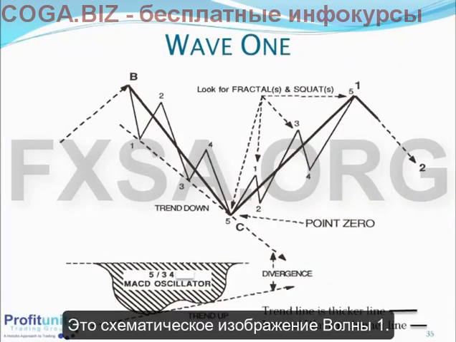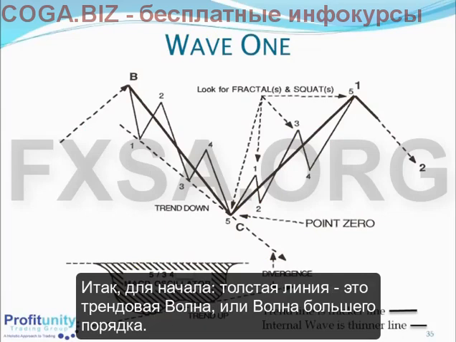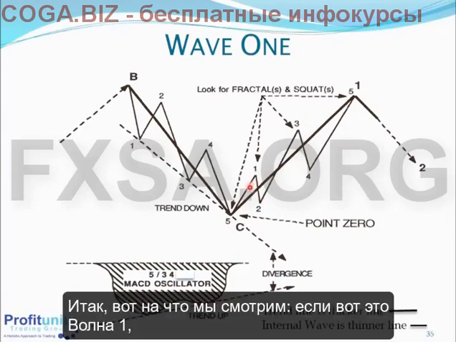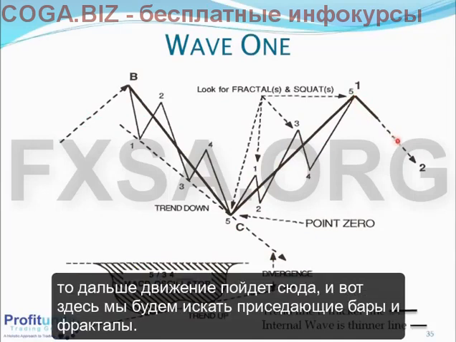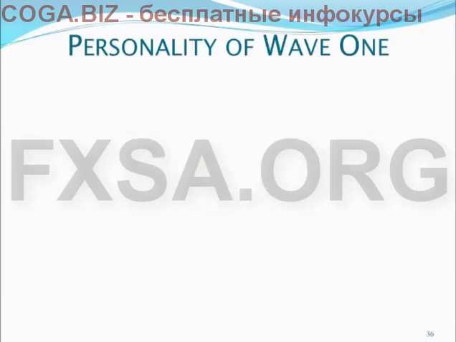Now here's a diagram of a wave 1. Don't get too worried if this doesn't make sense. We're just going to give you an overview. We're going to actually show you on charts what we're looking at. So first, note that the thicker line here is our trend line, our large degree wave, and the thinner line inside are the 5 waves inside the move. So if this is a wave 1, it's going to go this way. We're going to be looking at the top for squats and fractals. So this is just the diagram.